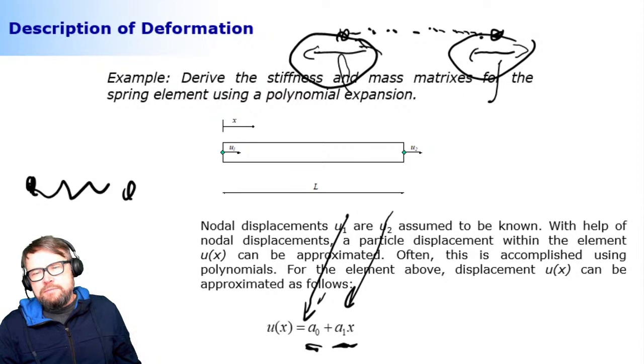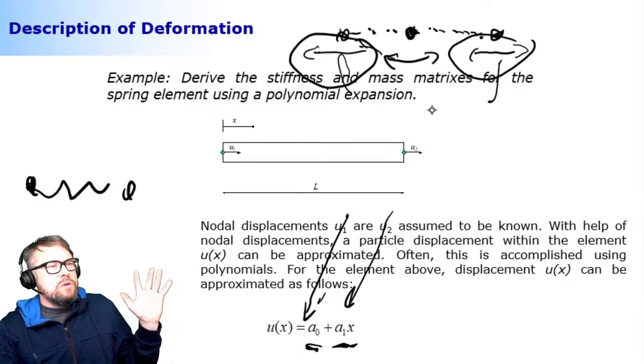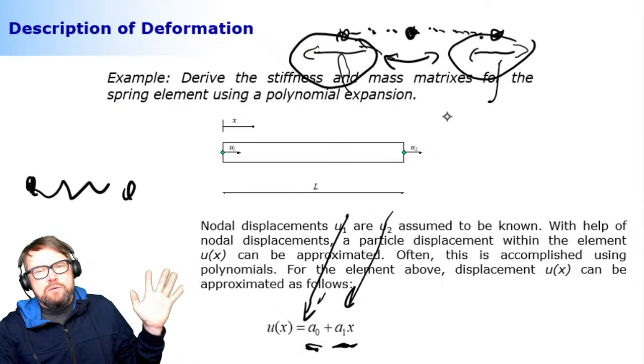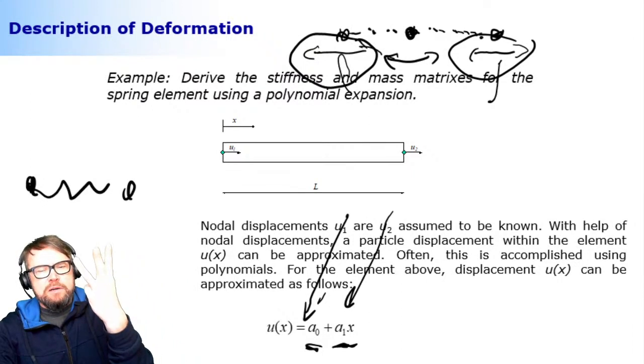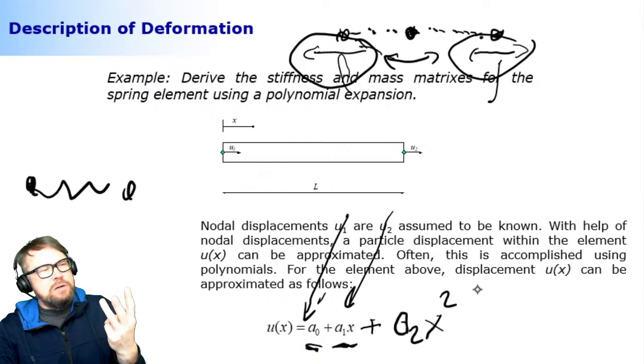If I would add one more node here in the middle, that would mean that my element would consist of 3 degrees of freedom. That would mean that I would be forced to add one more component to my polynomial expansion. That will be a2 multiplied by x power 2, because these x terms go in a row.